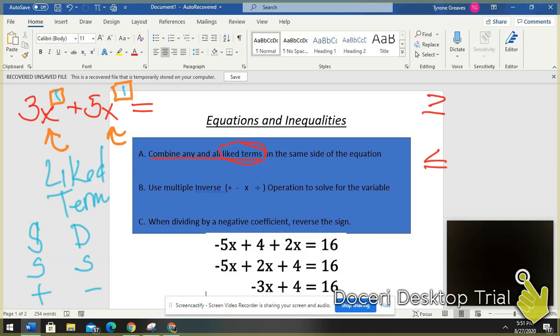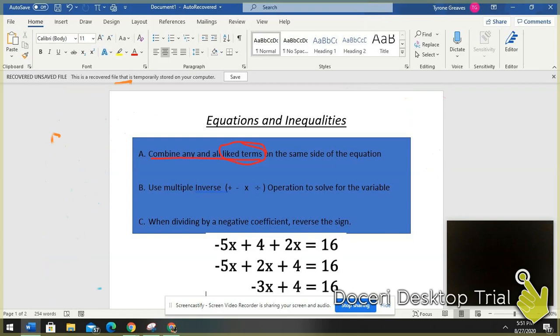Remember, numbers are considered like constants as well. So if I have 9 plus 7, these are considered like because they are both constants. The next bullet point is we're going to use multiple inverses to solve for the variable. So that's basically identifying addition, subtracting, multiplying, and dividing, and what number we're using for those. And then we're going to do the opposite of that operation.